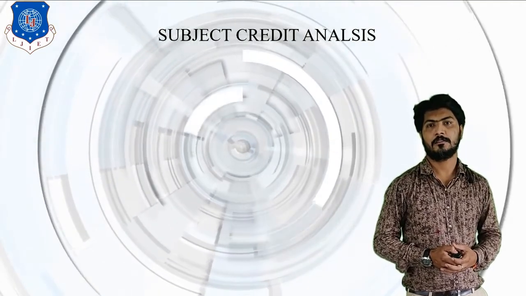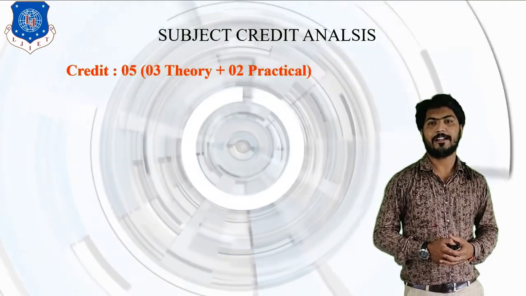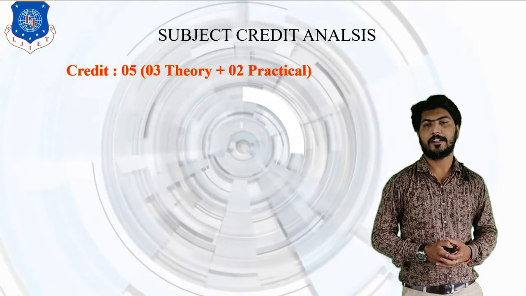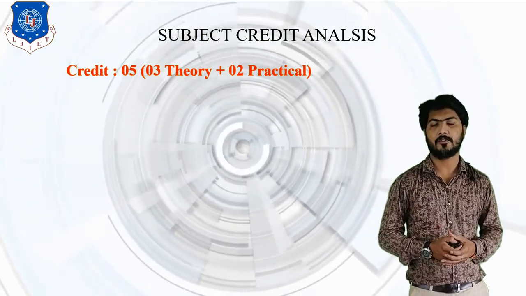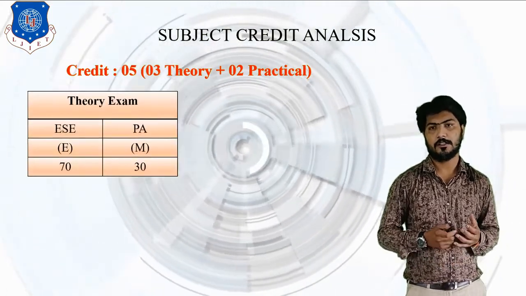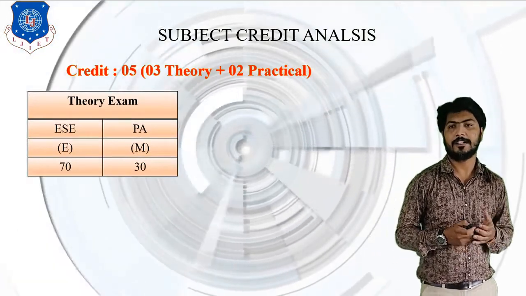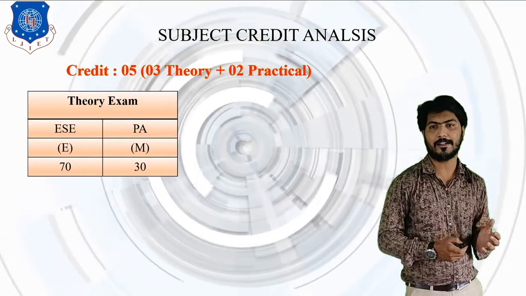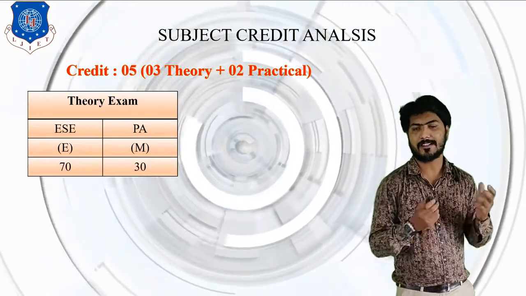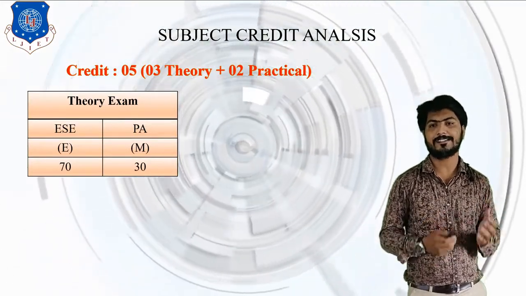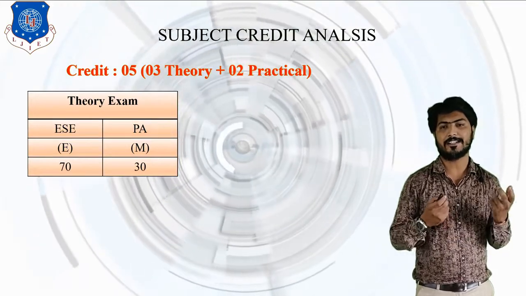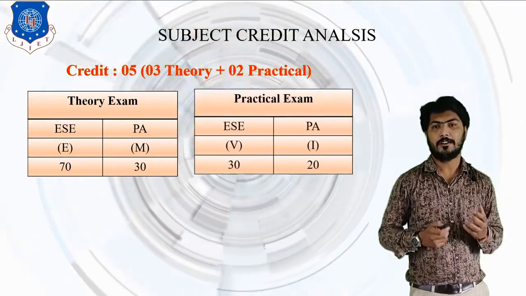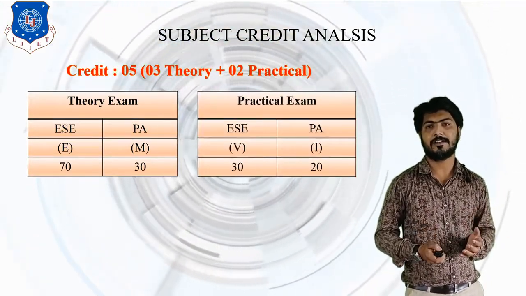Next is subject credit analysis. Basically, the total credit of this subject is 5. 3 credits for theory and 2 credits for the practical exam. The theory exam is basically in two parts, 70 marks exam and 30 marks exam. The 70 marks exam is conducted by the university itself and the 30 marks exam is conducted by the college itself, like we can say mid-semester exam.